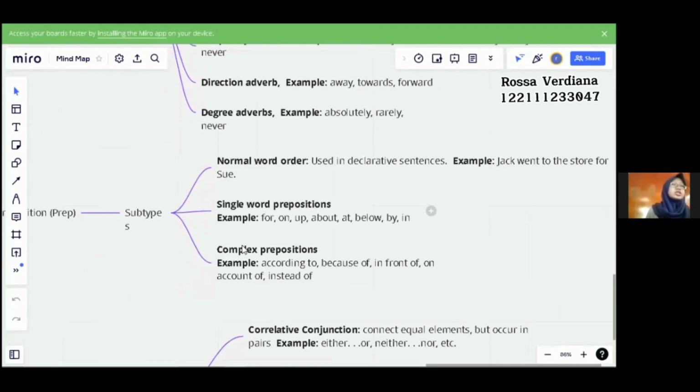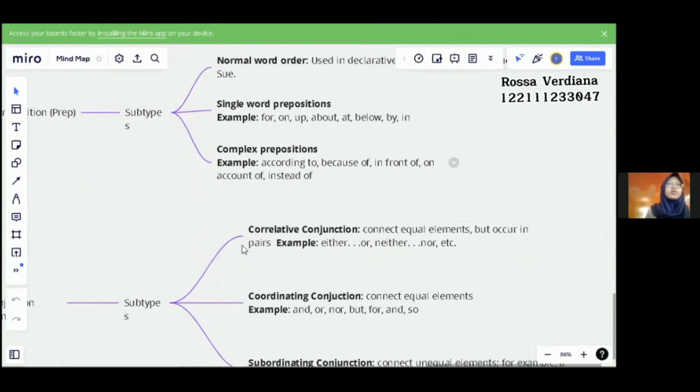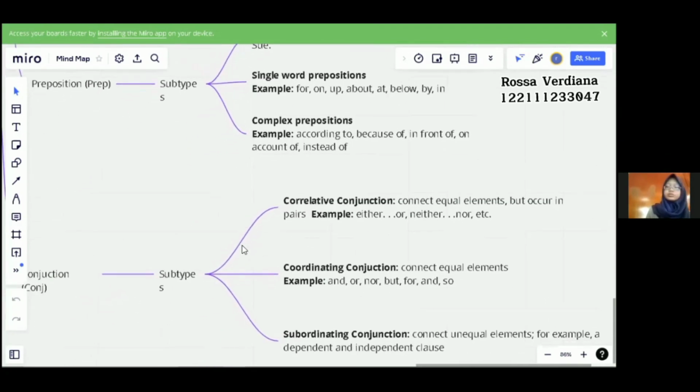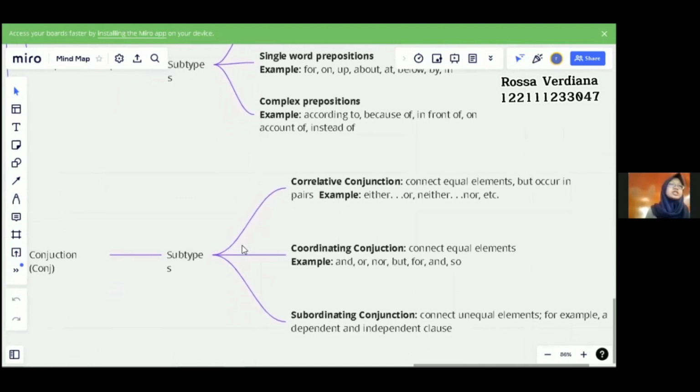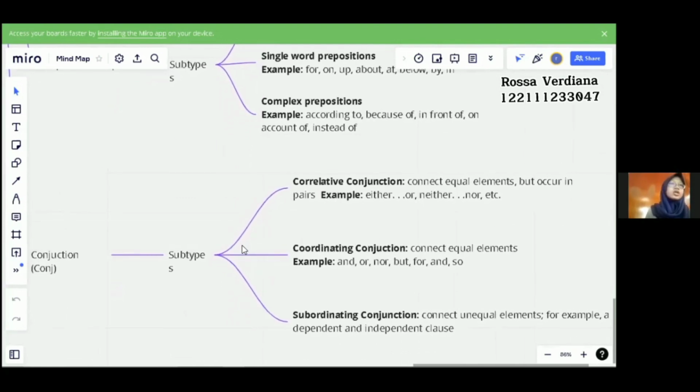And the last is conjunction. Conjunctions connect words or groups of words. There are several types of conjunctions. The first is coordinating conjunctions, which connect equal elements. Examples: and, or, nor, but, for, yet, so. And the second is correlative conjunctions. They connect equal elements but occur in pairs. Examples: either... or, neither... nor, etc.